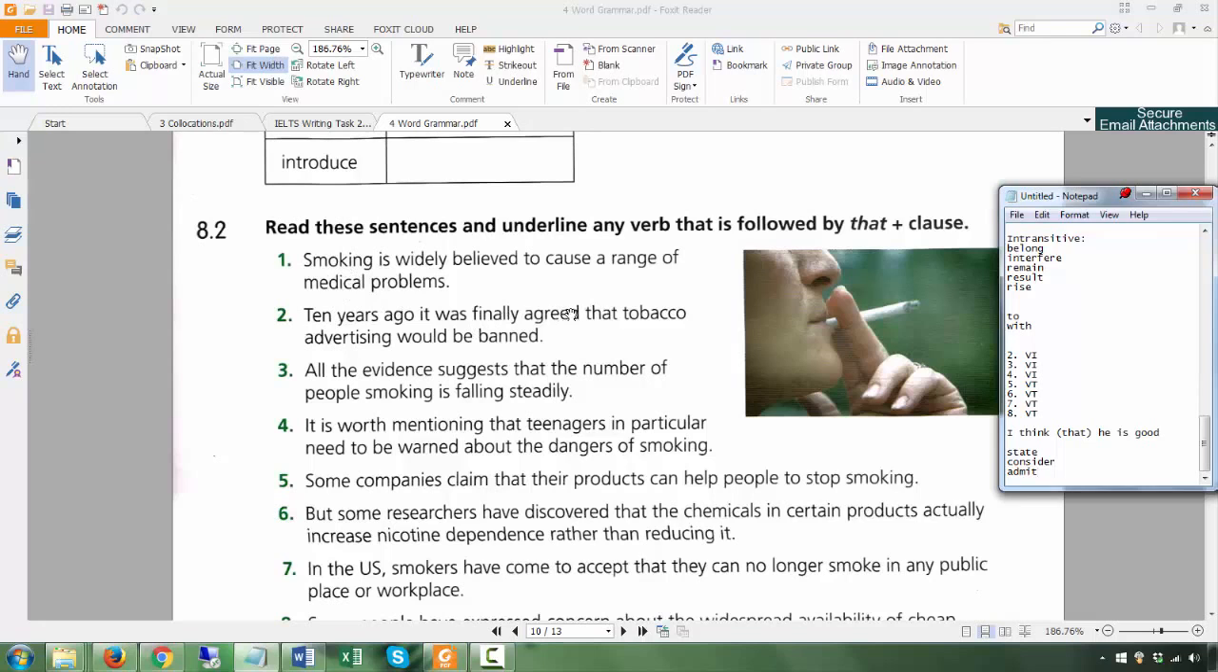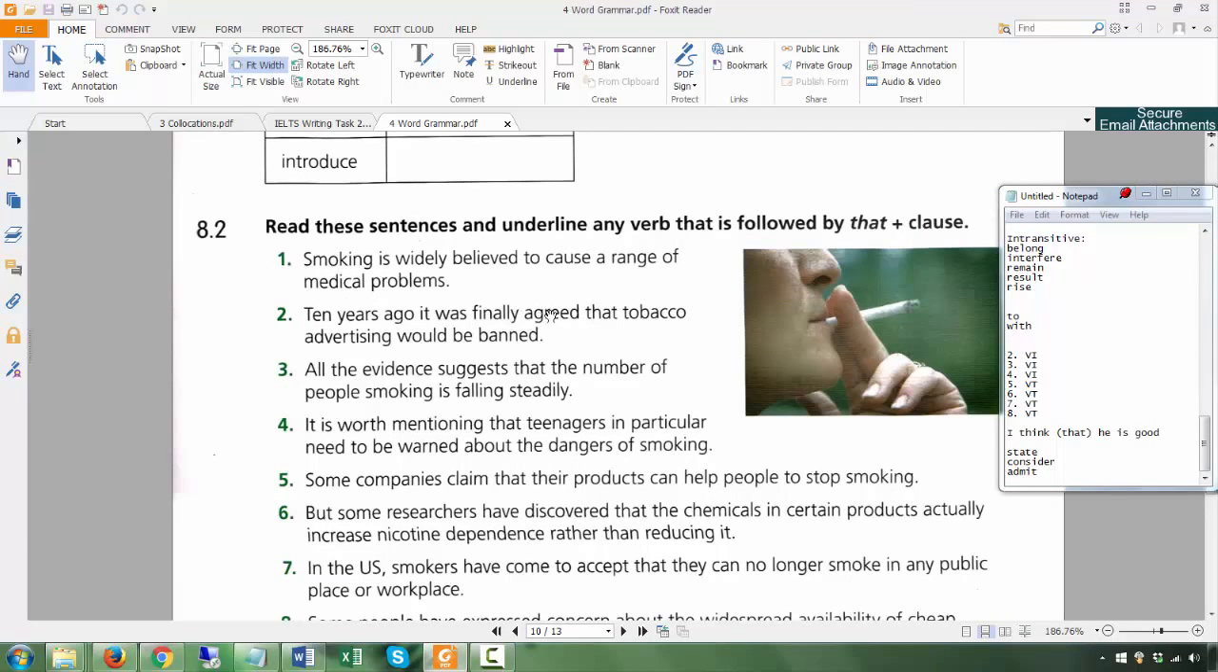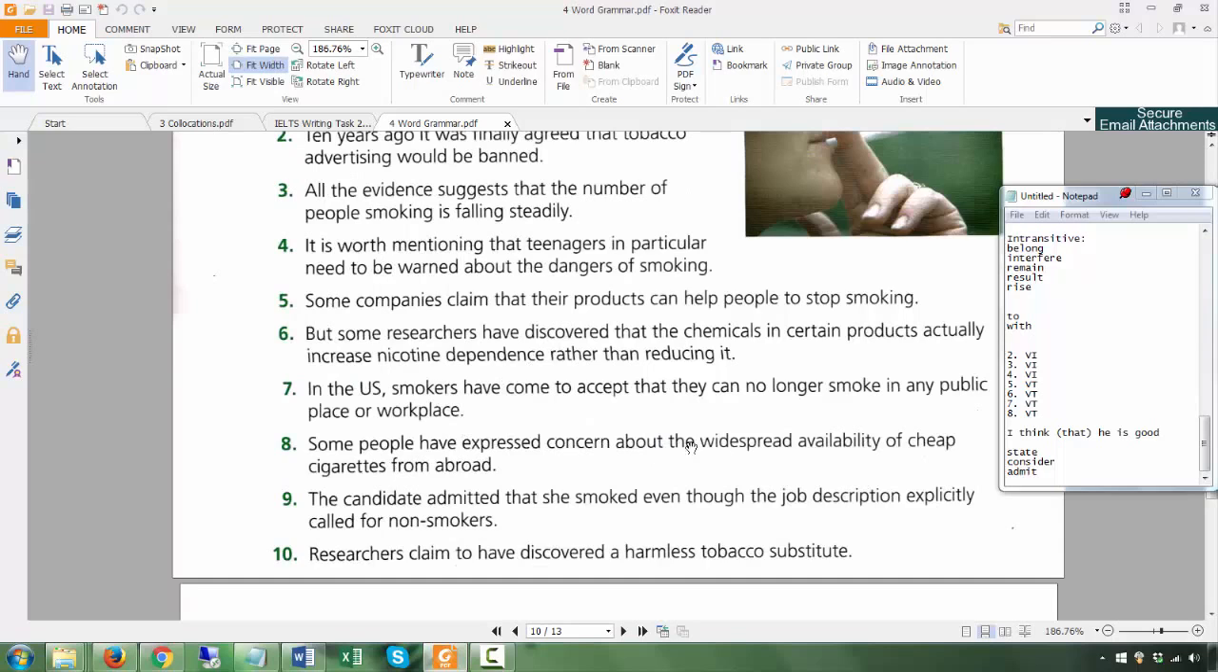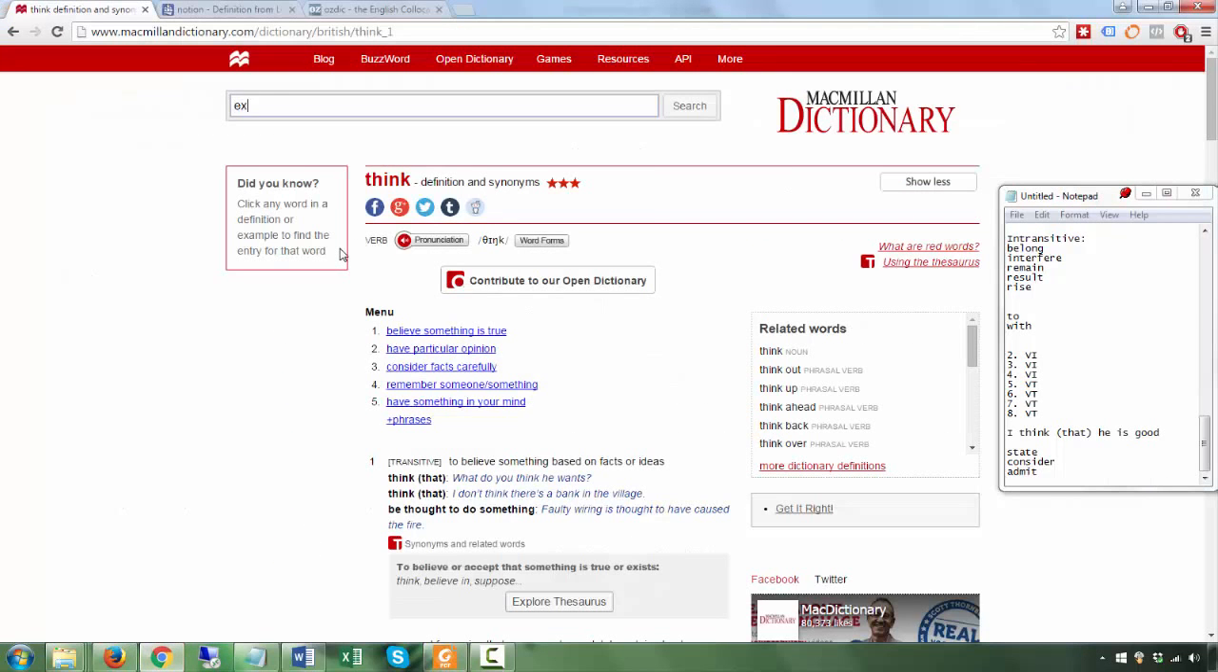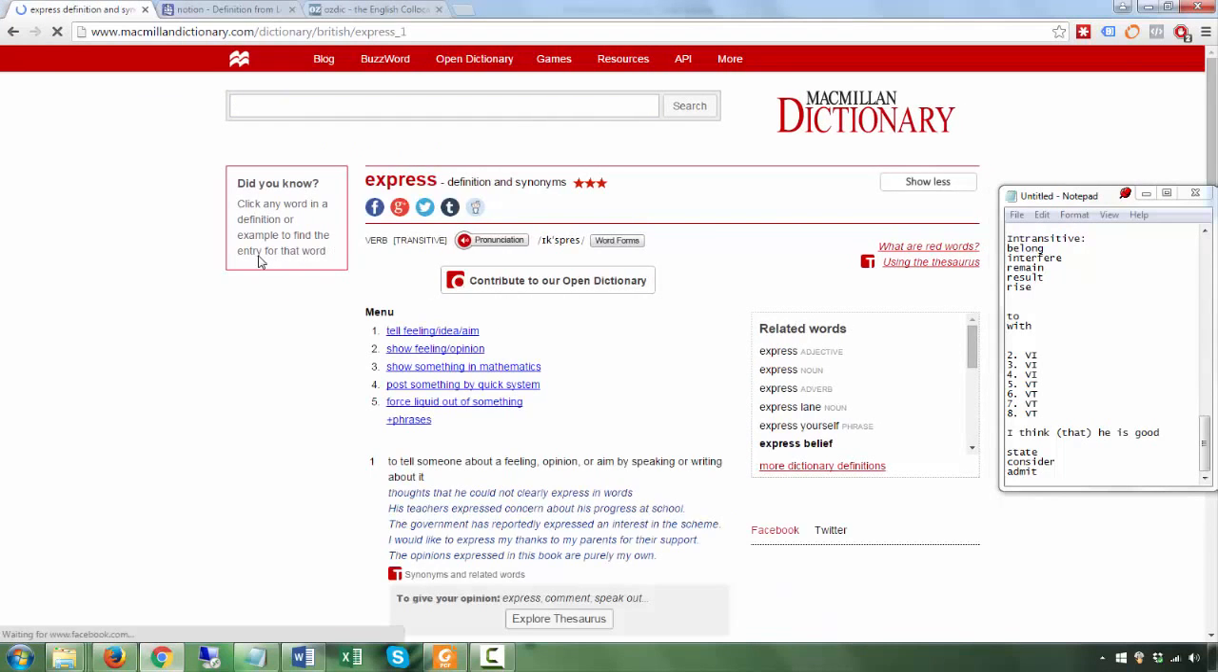Okay. Agree that. So you can use the word agree, suggest that, mention that, claim that, discover that, accept that, know that. Here it's not concern that, it's concern. Express, well, you're talking about a verb. Concern here is a noun, so we're not looking at that. Express, okay. Some people have expressed concerns. There's no express that. Can you use express that?